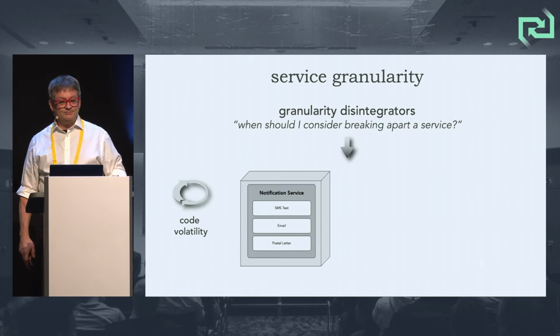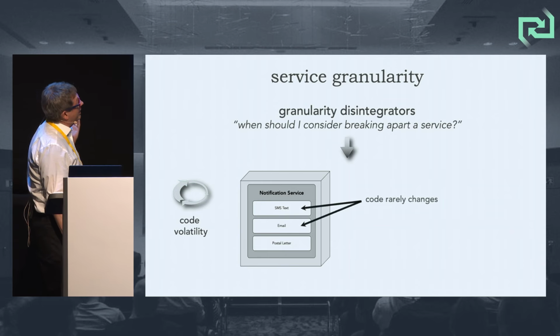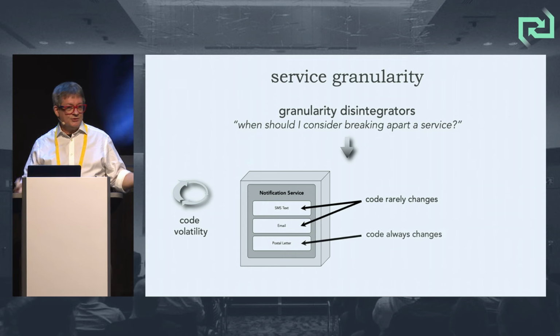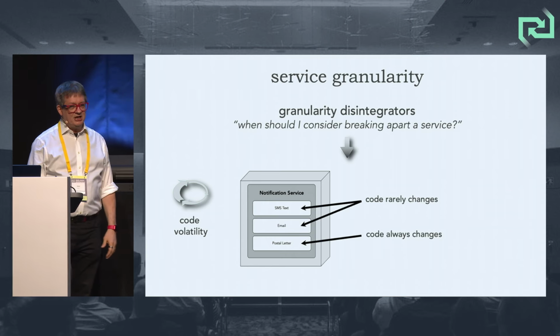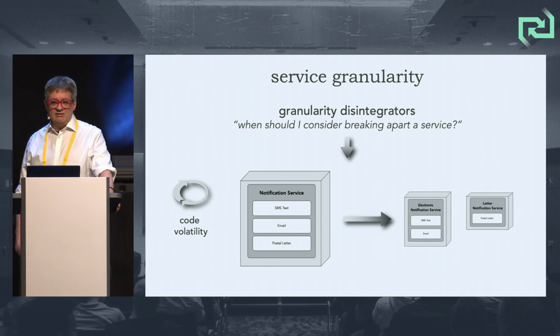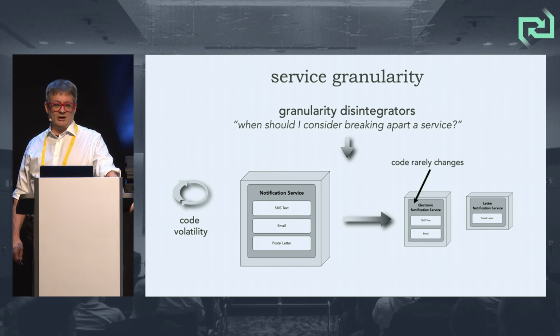So for example, if you look at something like a notification service and it turns out that code rarely changes in text and email, but because of bizarre legal problems, it changes all the time in the postal code. And so I might consider breaking that down by volatility into one versus the other, where code rarely changes and code changes all the time.